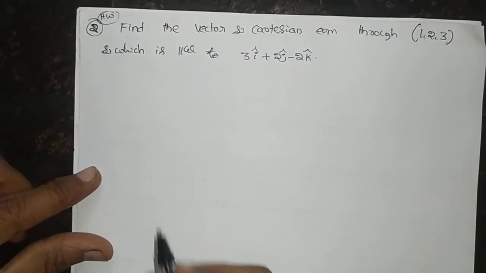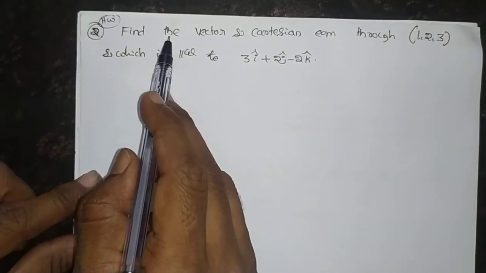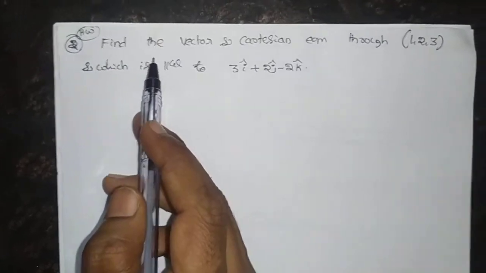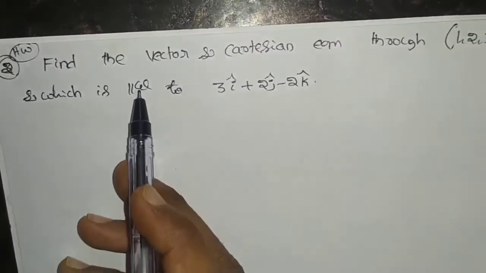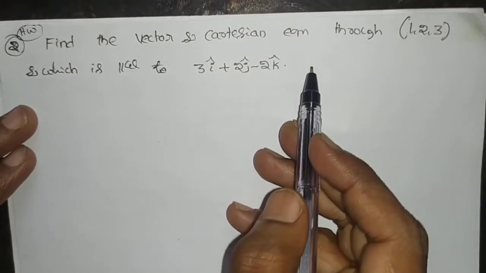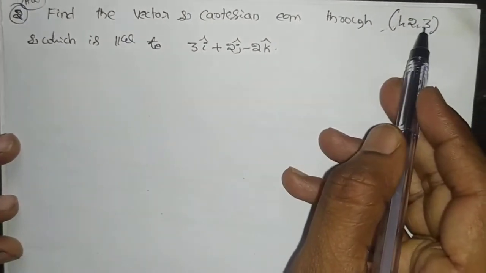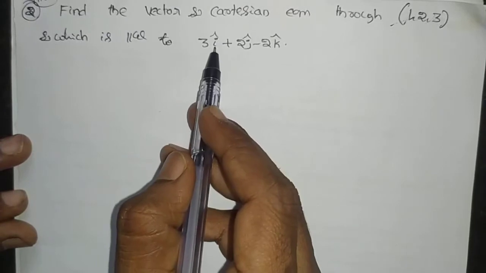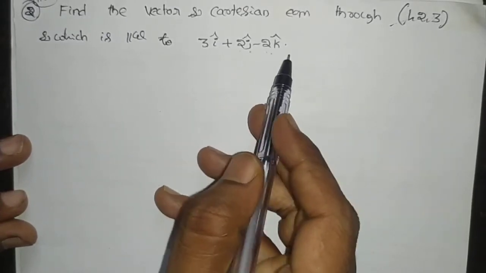Second question. The second question is homework for you. Find the vector and Cartesian equation through the point 1, 2, 3 and which is parallel to the vector 3i plus 2j minus 2k.